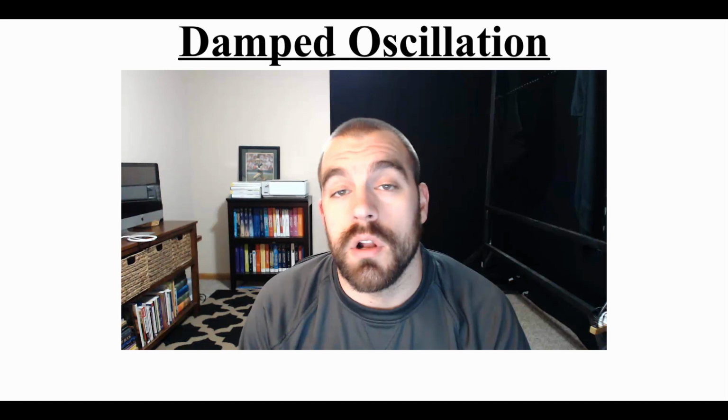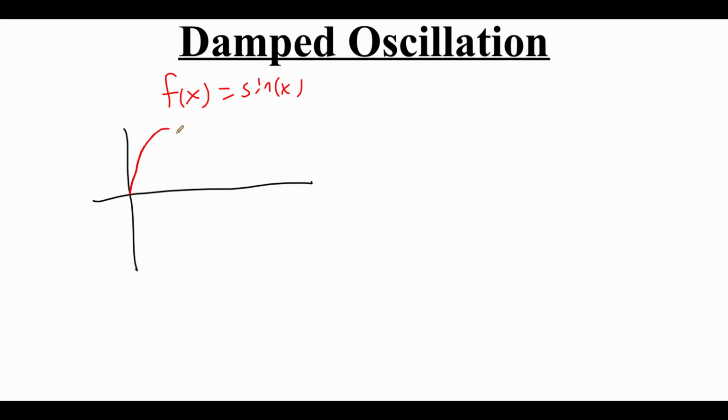In this video, we're going to look at damped oscillation. Now, as we think about a sine or a cosine graph, if we were looking at the function f of x equals the sine of x, this sine has an amplitude of 1, meaning that it would bounce back and forth between values of 1 and -1. But something interesting happens if we take a sine or even a cosine function and multiply it by another function.